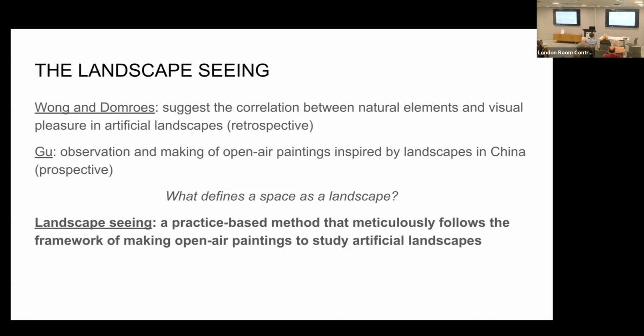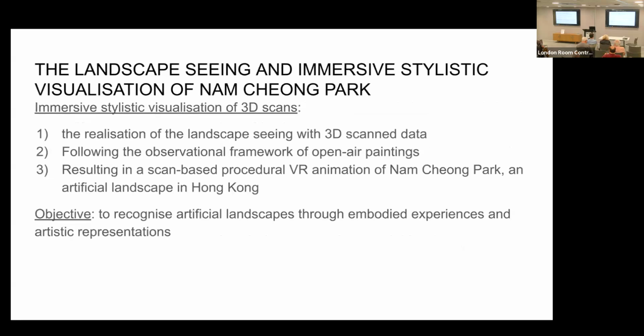So the main question of my research is: what defines a space as a landscape? And therefore, I propose the landscape seeing, which is a practice-based method that meticulously follows the framework of making open-air paintings to study artificial landscapes. And in my practice, I incorporate the landscape seeing to produce an immersive stylistic visualization of 3D scans.